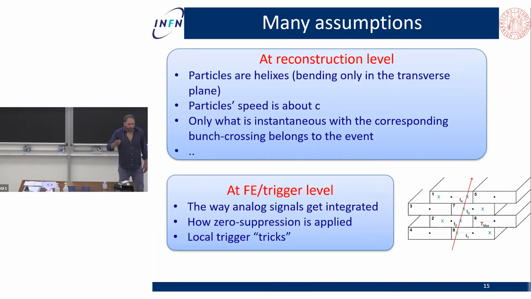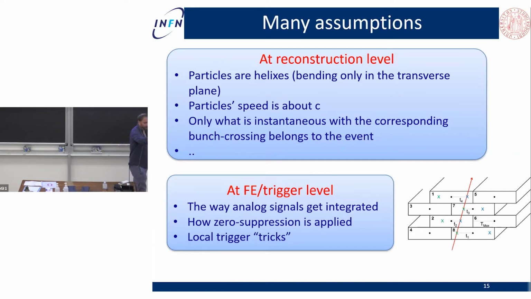So there are many assumptions in the reconstruction process, not just in the trigger. That's my point. So when you are reconstructing your data, when you're trying to make sense of your data, not just when you're filtering it, you do make a lot of assumptions. So first of all, charged particles are helices in the detector because of the magnetic field. So there's no bending in the other direction. Particles travel at almost the speed of light. And we always assume that only what is instantaneous with the collision belongs to the collision. So if something is happening later, we completely have no clue, or there's no possibility for us to recover that.